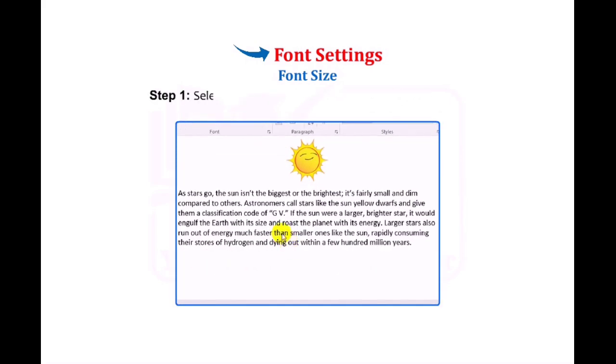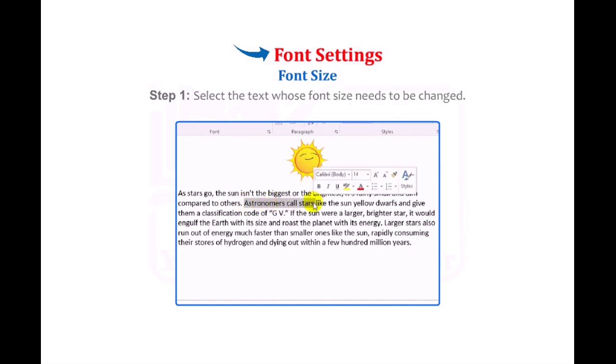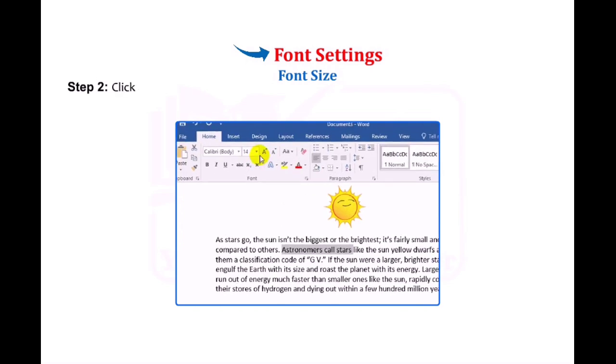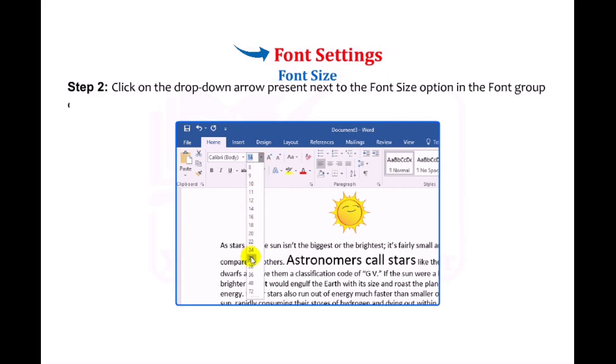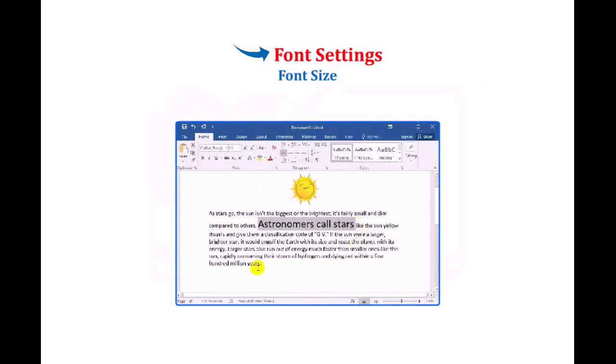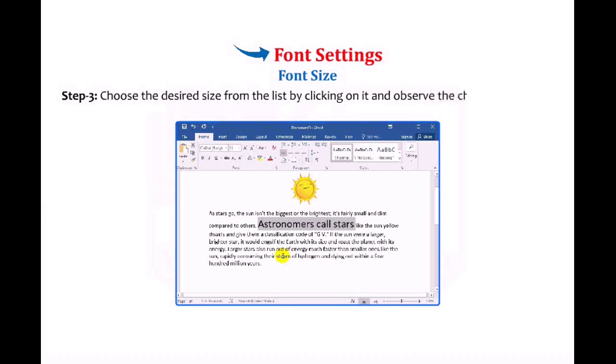Step 1. Select the text whose font size needs to be changed. Step 2. Click on the drop-down arrow present next to the font size option in the font group on the Home tab. A list displaying different font sizes will appear. Step 3. Choose the desired size from the list by clicking on it and observe the change in the text.